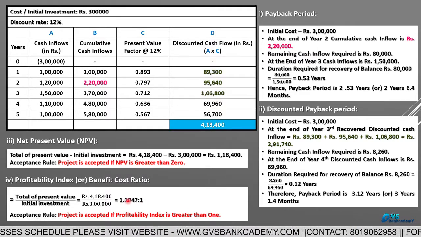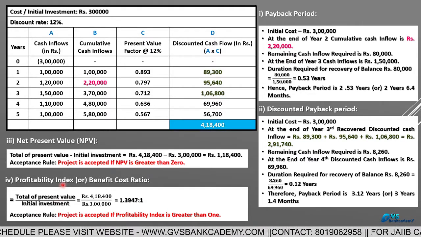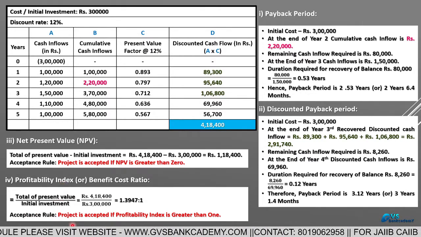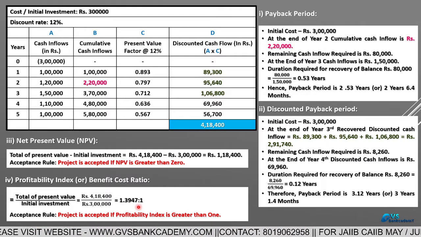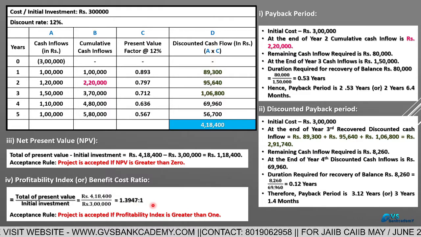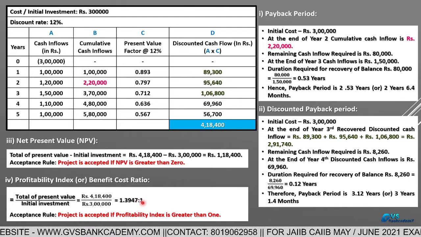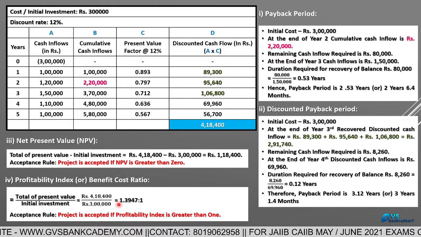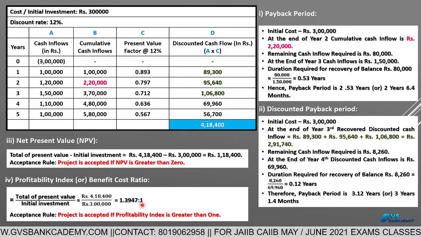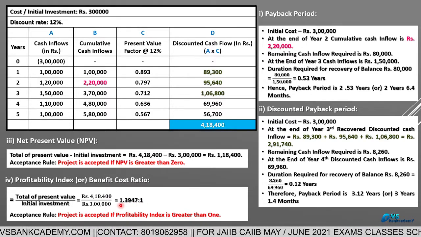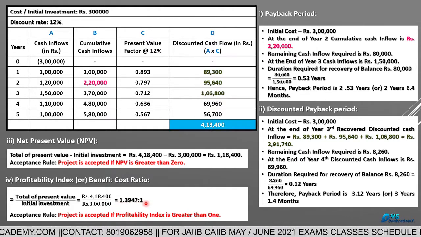So 1.39. What is the acceptance rule for this project under the concept of profitability index? The project is accepted if the profitability index is greater than 1. If it is more than 1, we can accept. If it is less than 1, we can decline; we cannot go for this proposal. In this case the profitability index is more than 1, so the project is acceptable. We can sanction the loan or invest in the investment proposal.